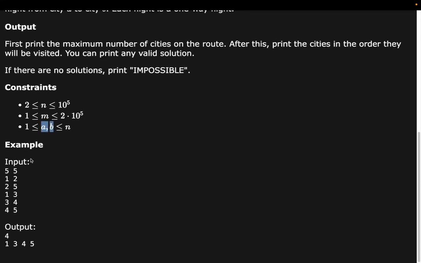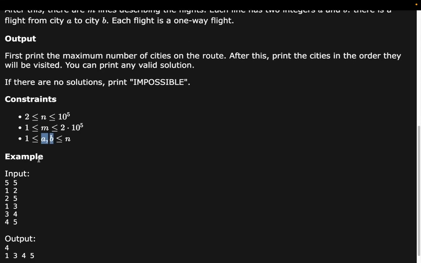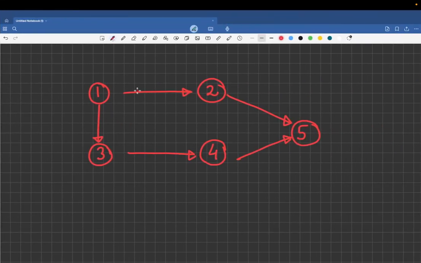So let's first of all try to understand what the problem is, and then we can see how we can actually solve this. I have just copied the input over here in the form of a graph. So let's see what the problem actually means. You want to go from city 1 to city 5 by covering the maximum number of cities in the route. Now for this particular example, if you look from city 1 to city 5, there are two possible options.